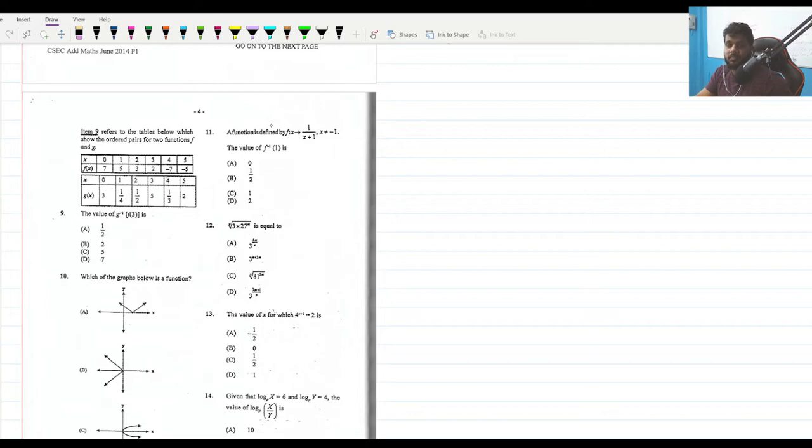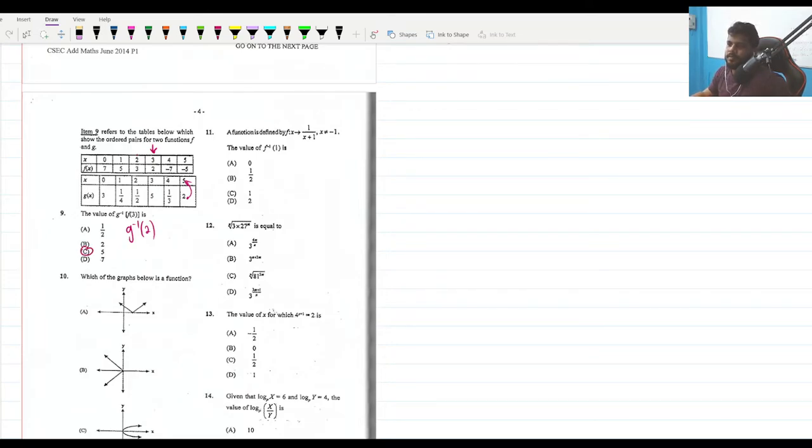Same thing for the next table with g of x. So f of 3 will be this column here. f of 3 is 2, so this is actually g inverse of 2. I'm looking for 2 here, and g inverse of 2 will give me 5.